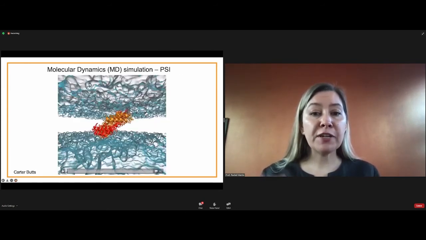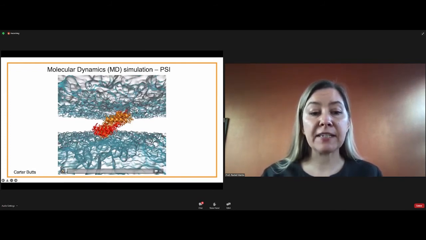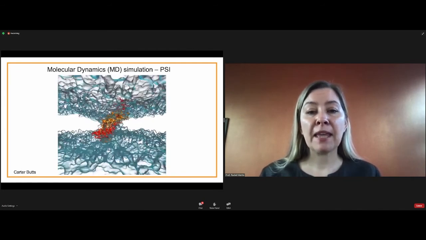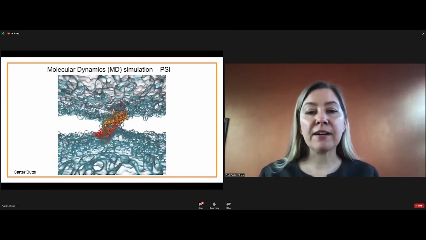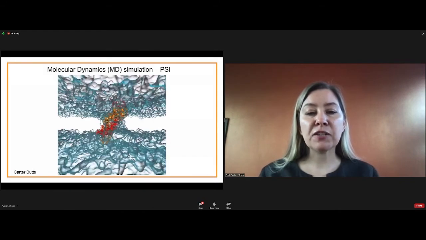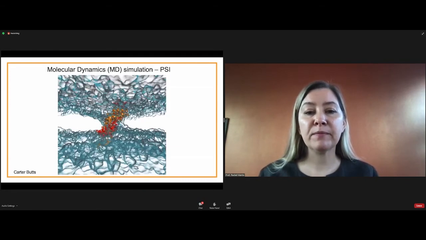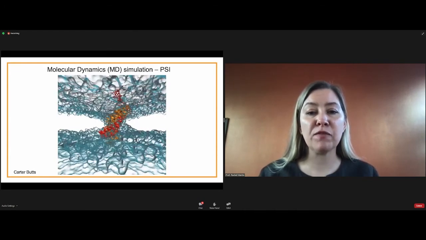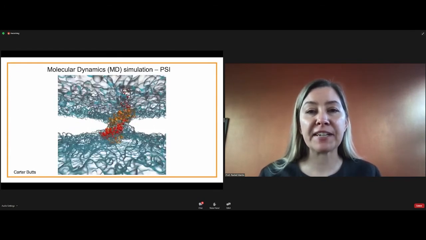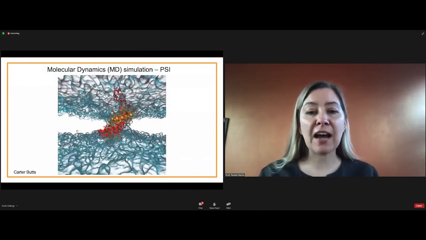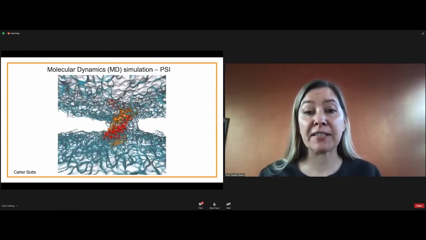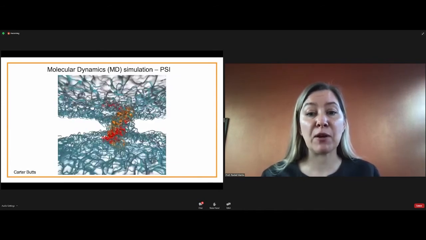In order to figure out how this might be working in the membrane, our collaborator, Carter Butts, did an MD simulation of this. So this is the dimer, and you can see it sitting in the membrane, and it starts to make a water tunnel through that membrane. It's just moving around, and you start to see the water get pulled in. And so you could imagine how this could start to really disrupt bacterial membranes, and that this might be important for its antimicrobial function.